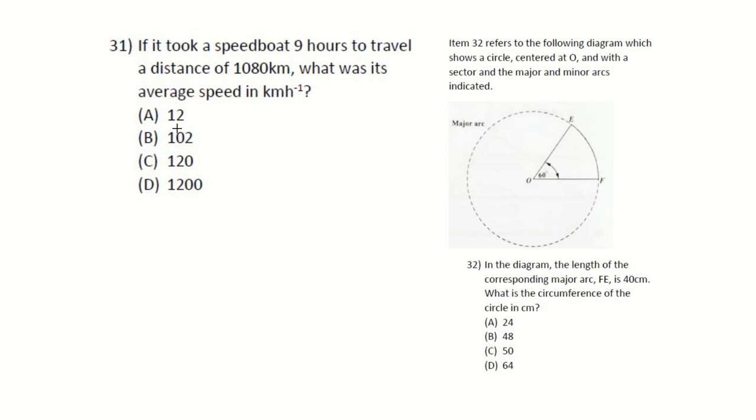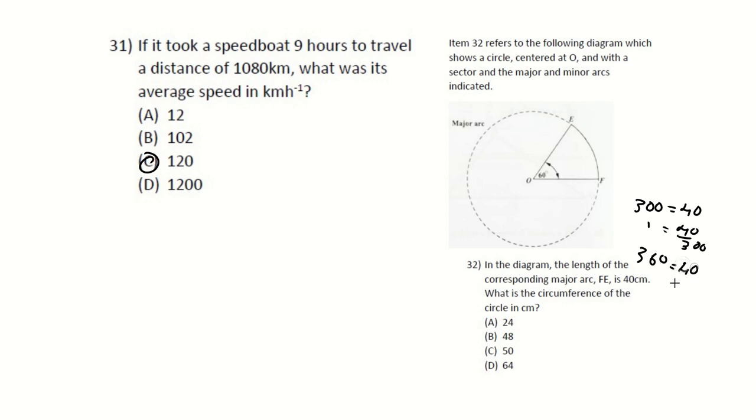This is a repeated question. The speed is 120. In the diagram, the length from F to E is 40. What is the circumference? The major arc. So we know that 300, this is a repeated question by the way, is 40. 1 would be 40 over 300. I believe it's 40. That's the answer.